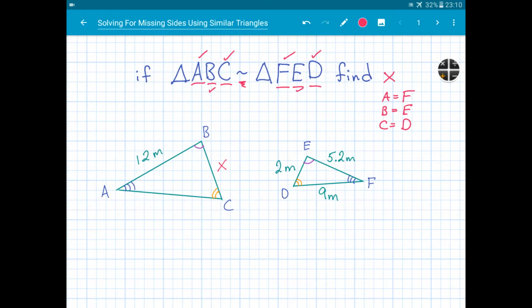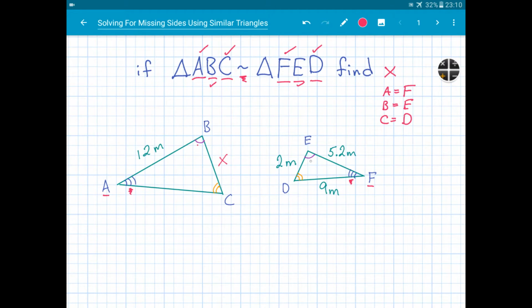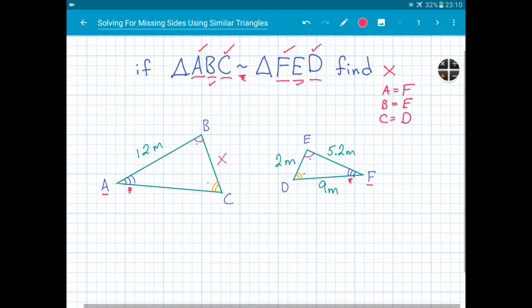So I went ahead and I just drew some symbols to show that the angles are the same. So you can see I used 3 lines here and 3 lines here to show that F is the same angle as A. Likewise, you can see the 1 here and the 1 there and the 2 there and the 2 there. I've also color-coded them for you.